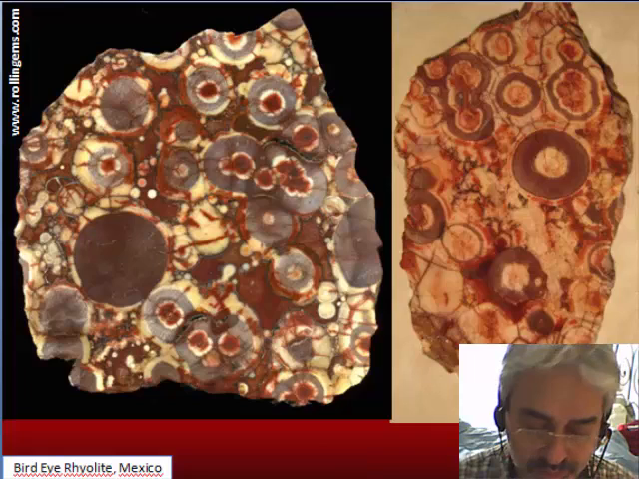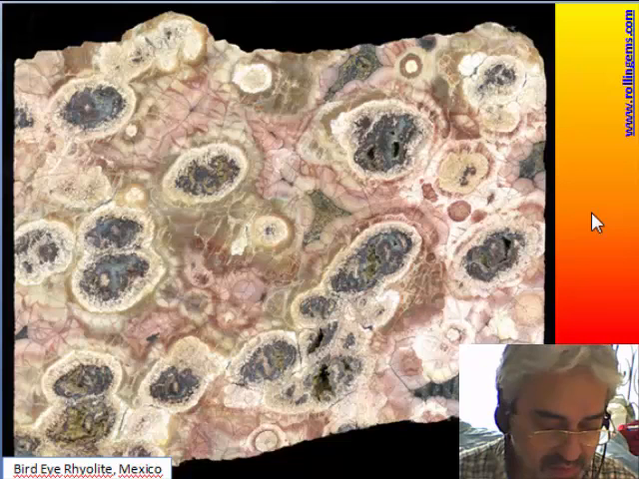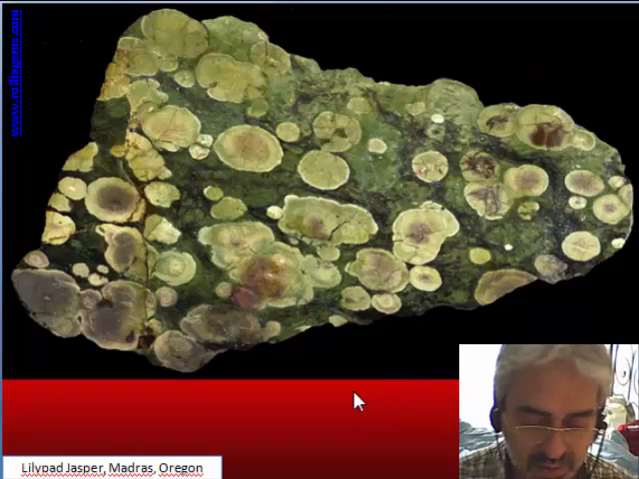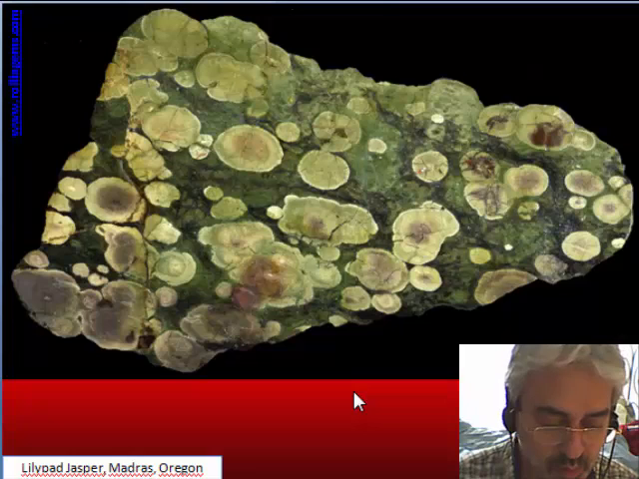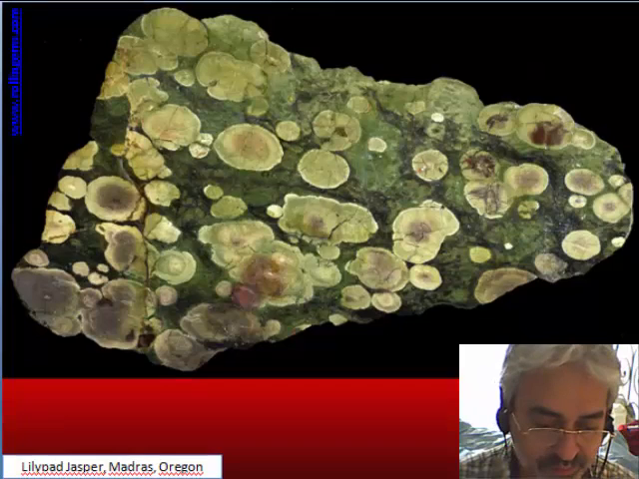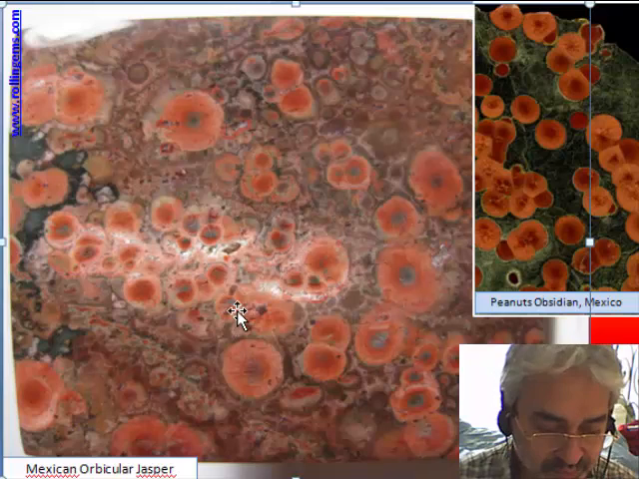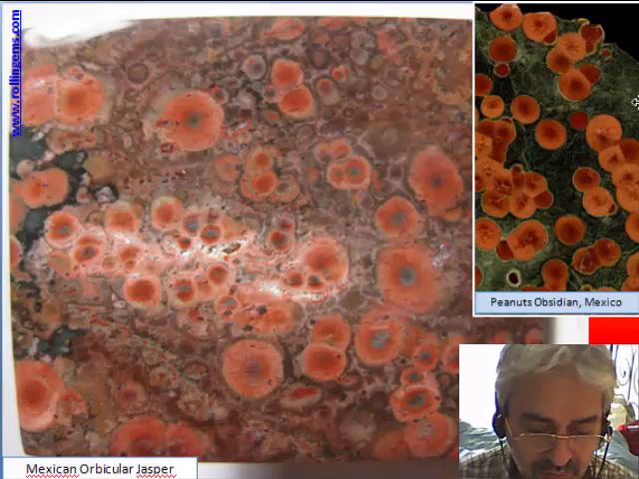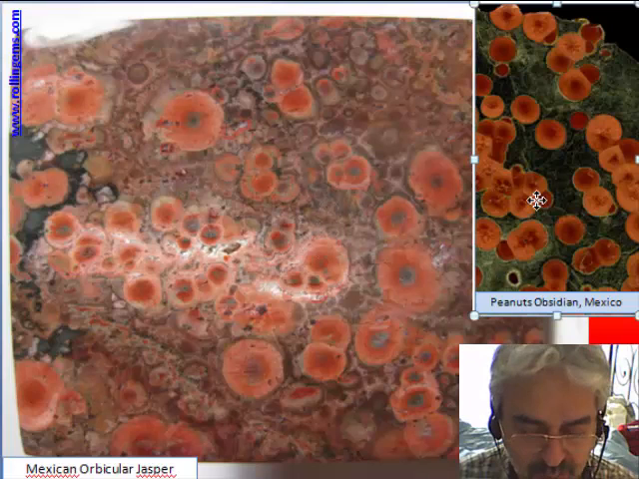This is another kind of this type of rhyolite, also from Mexico, that is a big source for this kind of jasper. And this is Lily Pad, a very famous rhyolite from Oregon, that has this green background color that is often found in this kind of jasper. Another orbicular jasper from Mexico, it's another rhyolite from Mexico. We can see that there is a very strong similarity between this jasper and an obsidian that also shows similar color.